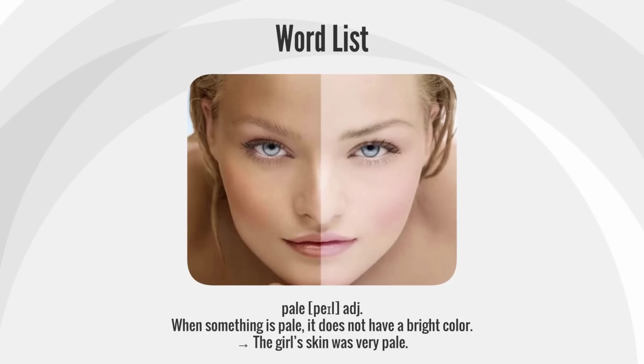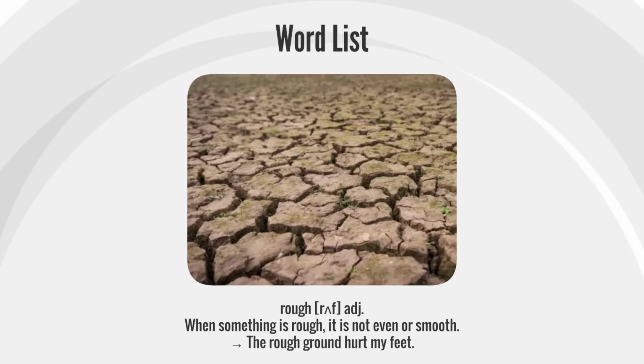Pale. When something is pale, it does not have a bright color. The girl's skin was very pale. Rough. When something is rough, it is not even or smooth. The rough ground hurt my feet.